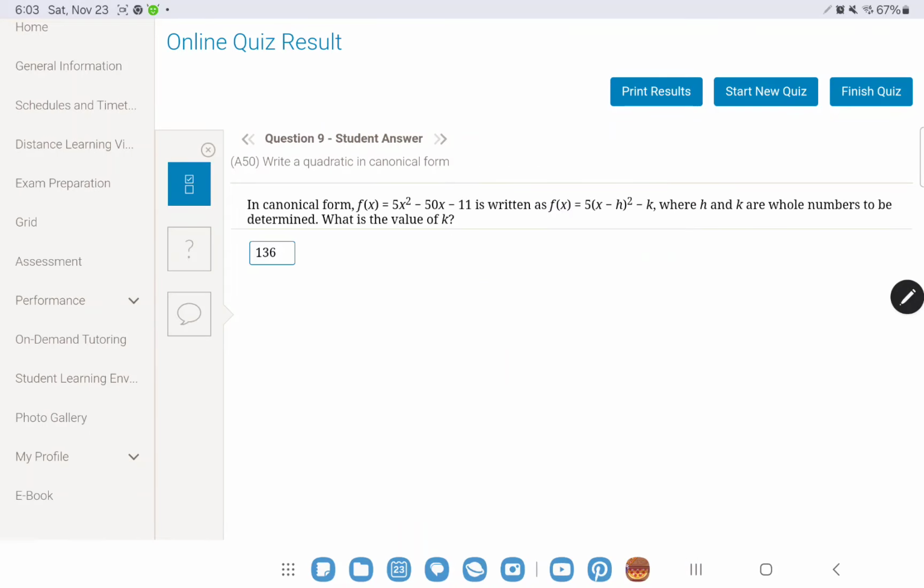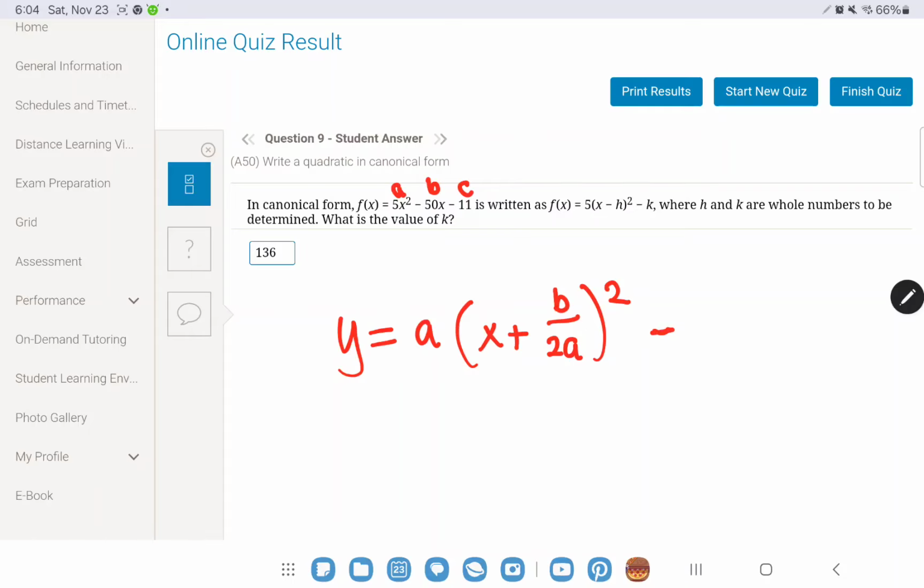Canonical form. We need to remember one formula since calculators are allowed. I always prefer this formula. You're gonna do y equals, this is the value a, this is the value b, this is the value c. A is always with the squared, b is always with the x, and c is with nothing. So it's a into x plus b over 2a squared, minus, or wait, I think it's plus again. Yeah, it's plus, sorry, my bad.